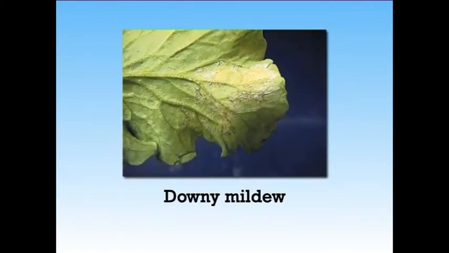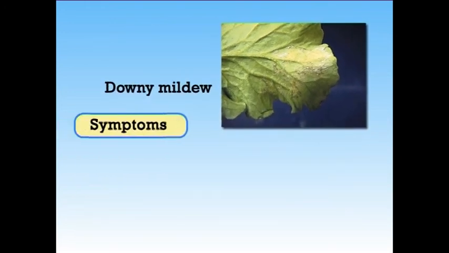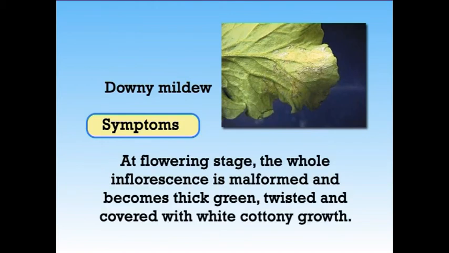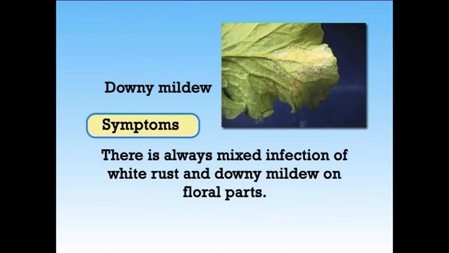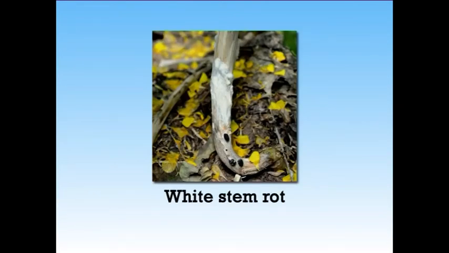The next disease is downy mildew. The symptoms of this disease are, at flowering stage, the whole inflorescence is malformed, becoming thick-grained, twisted and covered with white cottony growth. There is always mixed infection of white rust and downy mildew on floral parts. The next disease is white stem rot.